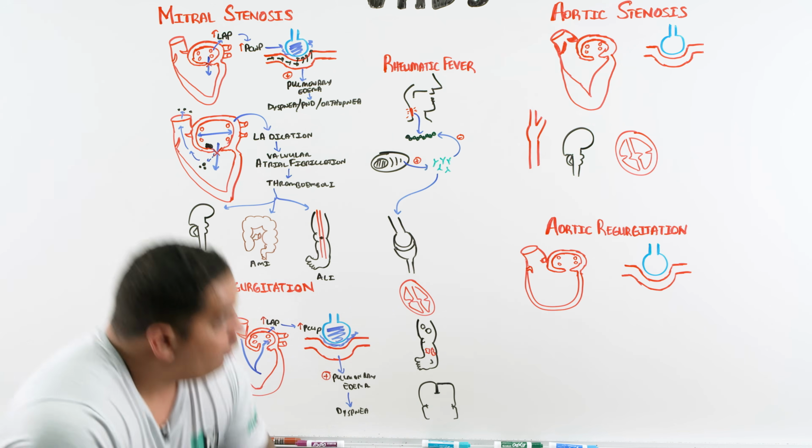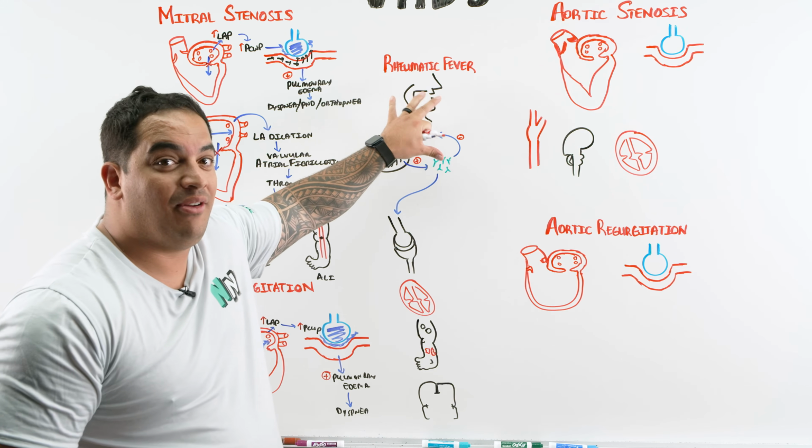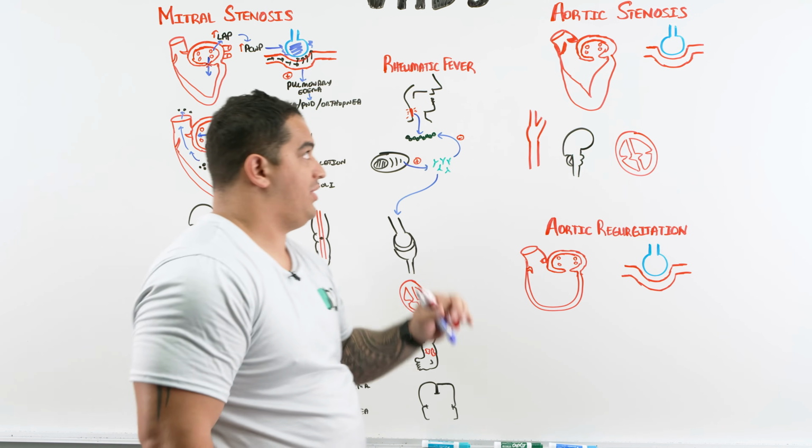Okay, we're going to come back to rheumatic fever in just a second. All right, remember that this is a big trigger of mitral valve disease and aortic disease. But what's the most common one? Mitral valve first, like mitral stenosis.